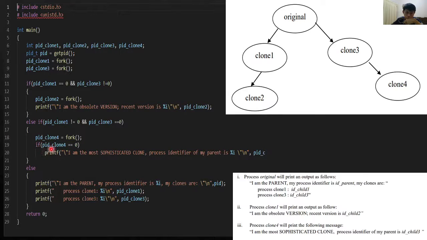If clone 4 is equal to 0, it means that clone 4 is running its child process, then we will print this output. We will also have the other output from line 24 until line 26, and these statements are the output that will be shown when the original process is running its parent process.